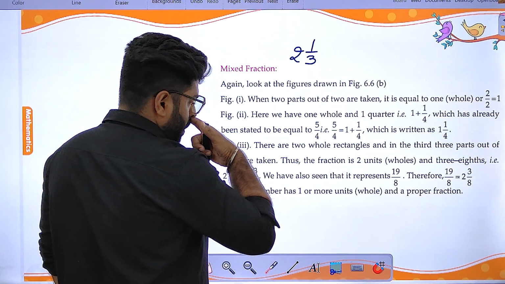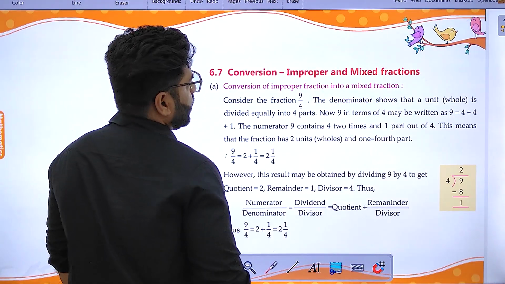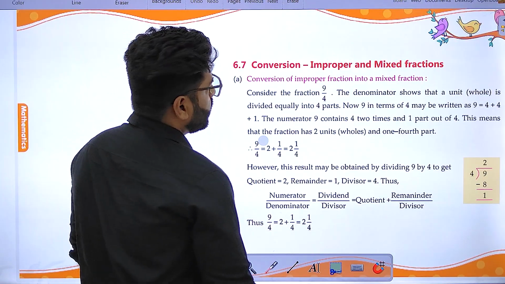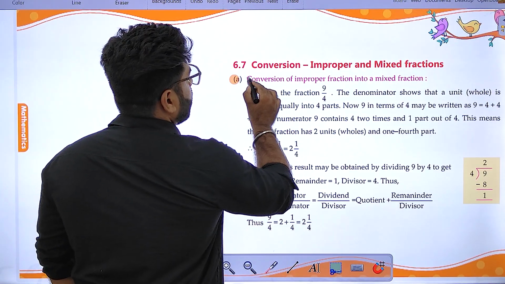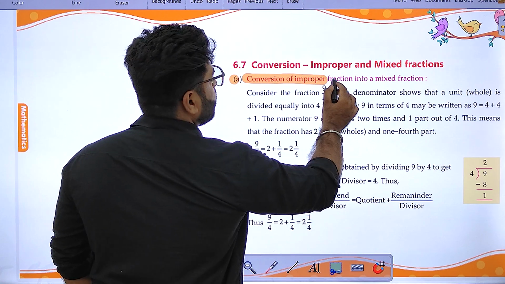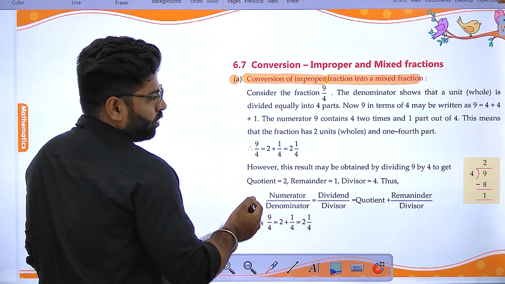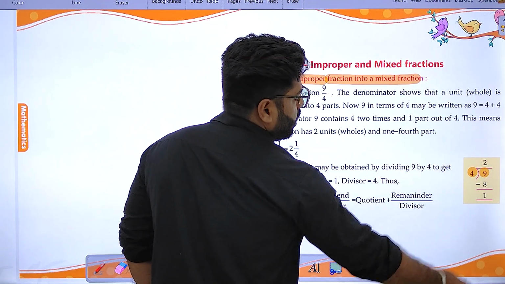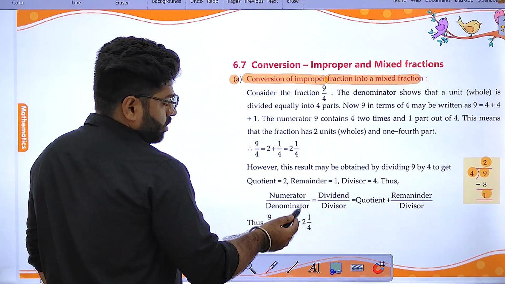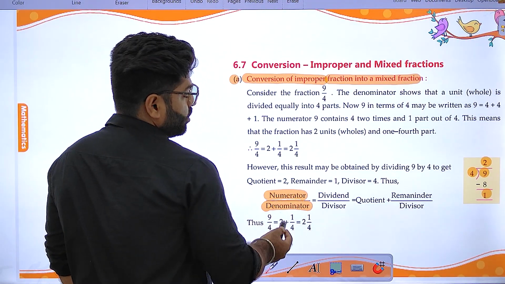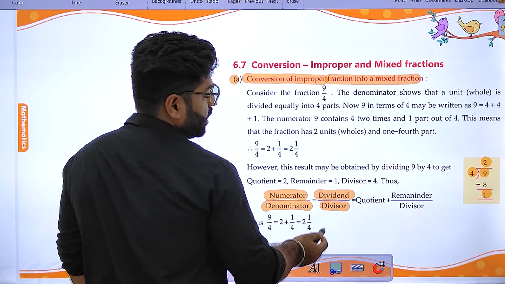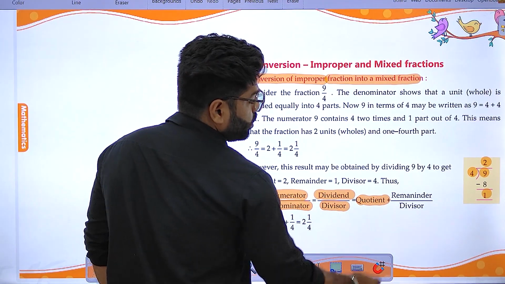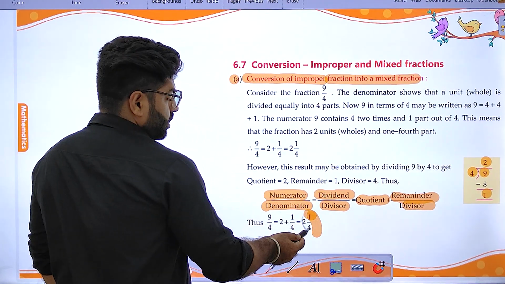So let's see what we have next. Okay, this is conversion. For conversion, we have to remind ourselves of one or two things. The first one is conversion of an improper fraction into a mixed fraction. For this, we have an improper fraction, and we divide it first by its divisor, and we get a quotient and remainder. The fraction is numerator by denominator, so that is our dividend and divisor. If we change it into a mixed fraction, we write quotient, remainder upon divisor. So this is our mixed fraction.